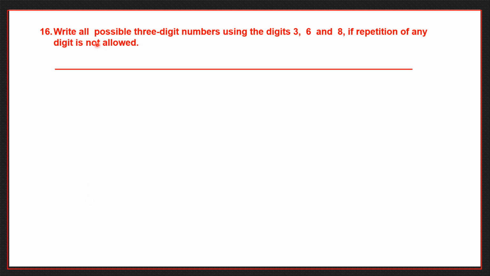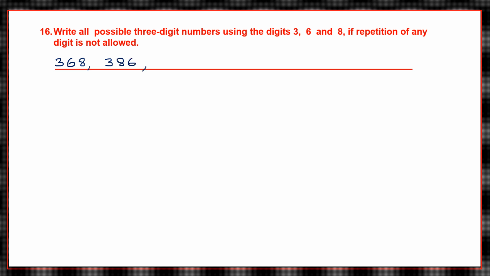Question 16. Write all possible three-digit numbers using the digits 3, 6 and 8 if repetition of any digit is not allowed. So using these three digits, we have to form three-digit numbers. Let's start with 3, and we add the other two digits, 6 and 8. So now my number is 368. Let me start with 3 again and reverse the order of the other two digits. Let me put 8 and 6 this time. So I get 386.